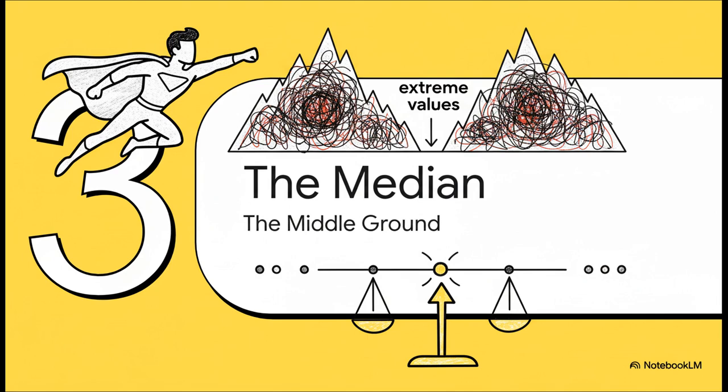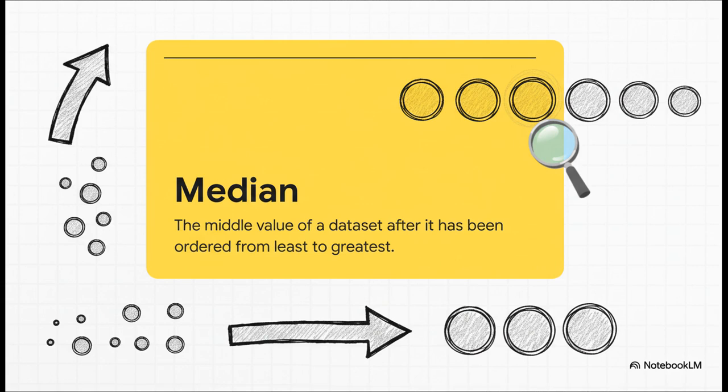You can think of the median as the hero that swoops in to save the day when you've got those pesky outliers. It's specifically designed to find the true middle ground, no matter how crazy things get on the high or low end. Now, the definition here is super, super important. The median is the middle value of a data set.